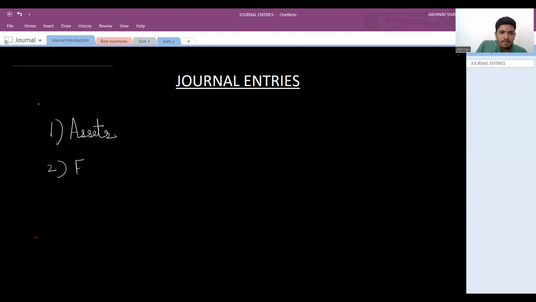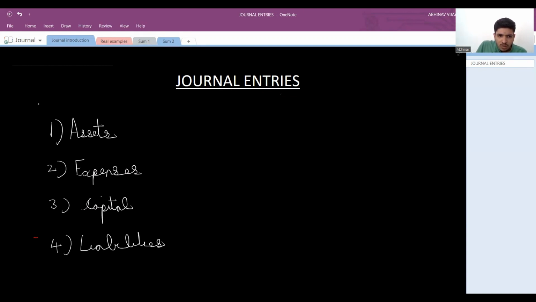Then expenses and capital and liabilities. And fifth, revenue.